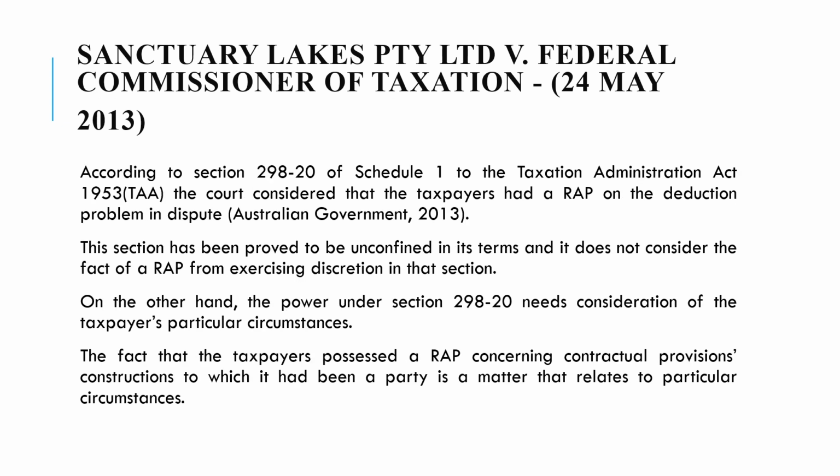According to Section 298-20 of Schedule 1 of the Taxation Administration Act 1953, the court considered that the taxpayer had a RAP on the deduction problem in dispute. According to Australian Government 2013, this section has been provided to be unconfined in its terms and it does not exclude the fact of a RAP from exercising discretion in that section. On the other hand, the power under Section 298-20 needs consideration of the taxpayer's particular circumstances.